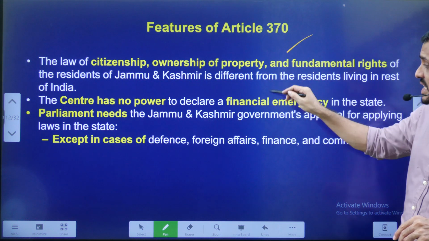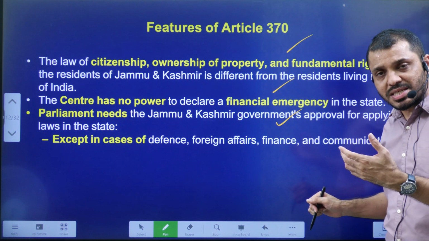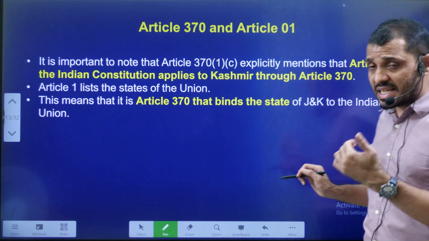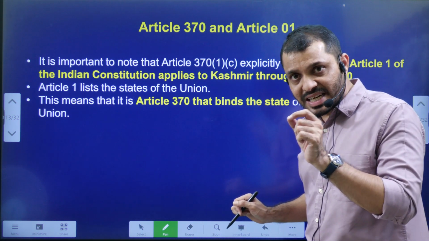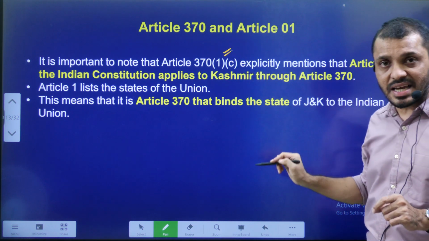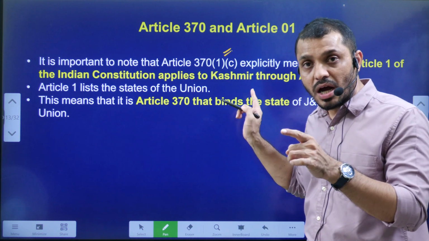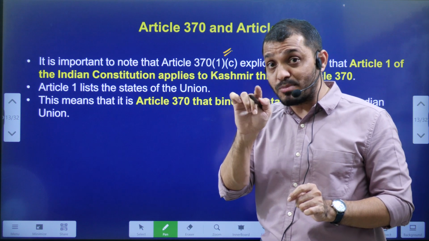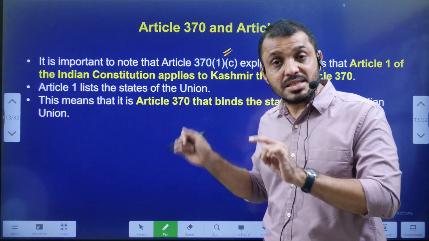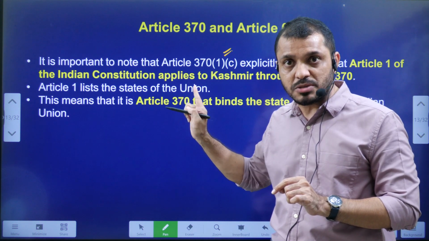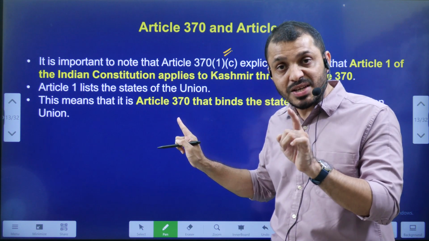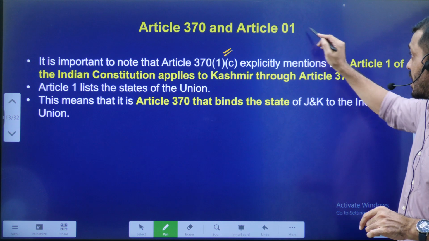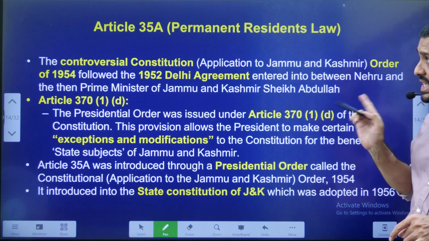Okay. So the features of Article 370 are already explained. Special provisions except three things: defense, foreign affairs and communications. Article 370 clause 1 clearly says that Article 1 of the Indian Constitution also applies to Article 370. What is Article 1 talking about? Article 1 says that India, that is Bharat, is a union of states. That means even though we gave special provisions to Jammu Kashmir, Jammu Kashmir was still part of India, because Article 1 applies to Jammu Kashmir. You have to be very clear: Article 1 as well as Article 370.